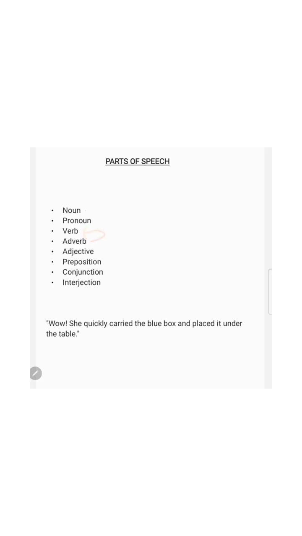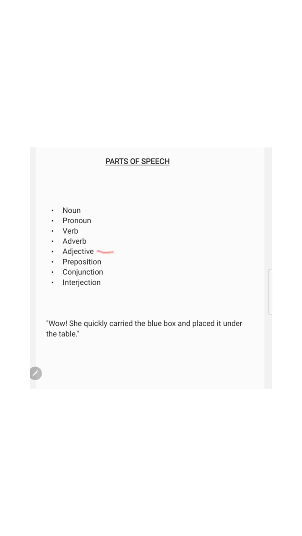Now the fourth category is adverb. Adverbs are the words that qualify or modify a verb. I will tell you an example in a sentence. She sings beautifully. Here in this sentence we can see that sings is the verb. So beautifully is the word that describes or modifies that verb, and beautifully is the adverb.